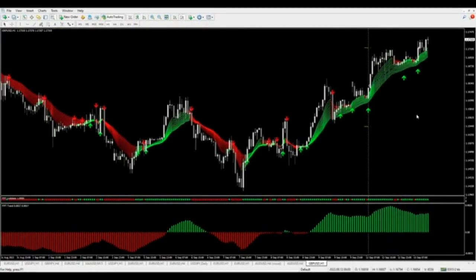We were taken out of the trade in profit as the target was hit. The market continued in the trend direction, and we easily made our money thanks to the Forex Profitude trading system.